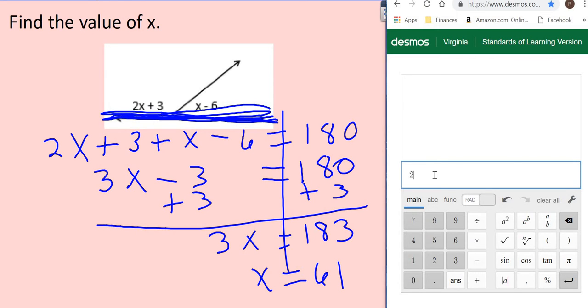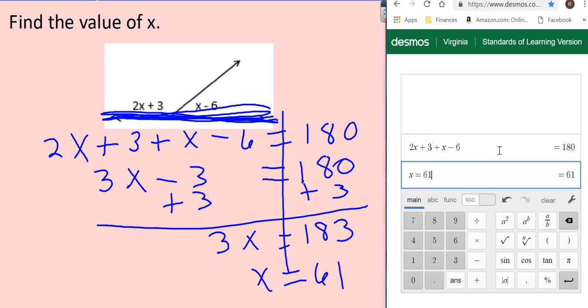If you didn't know how to do that, but you knew that the two angles, the 2x + 3 and the x - 6, needed to be added together to equal 180, you could always just try to guess and see where you started. I'm going to start with 50, and that's 147. That's pretty close, but not quite enough. So I'm going to go ahead and do 55. So I'm almost there. So I'm going to try 60. Very close. So I'm going to try 61, and that gives me 180 degrees.